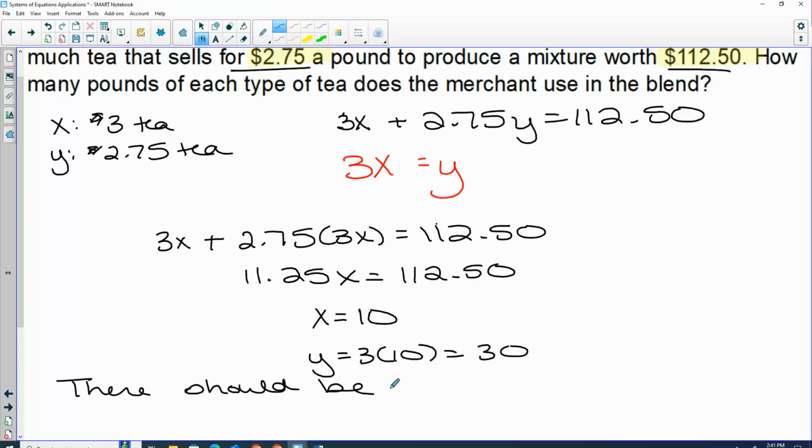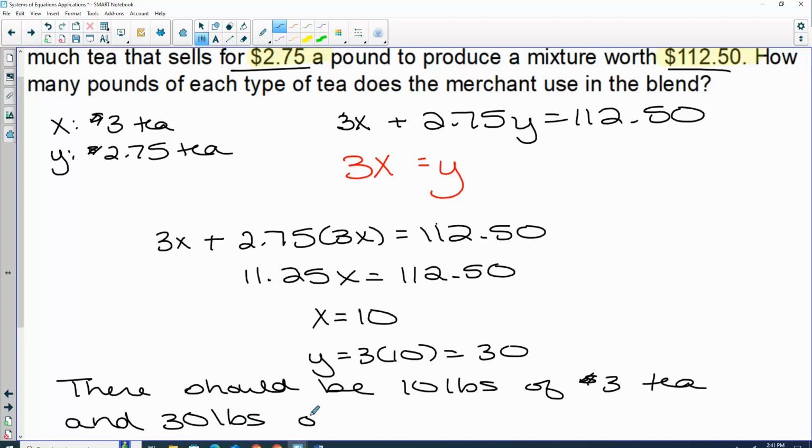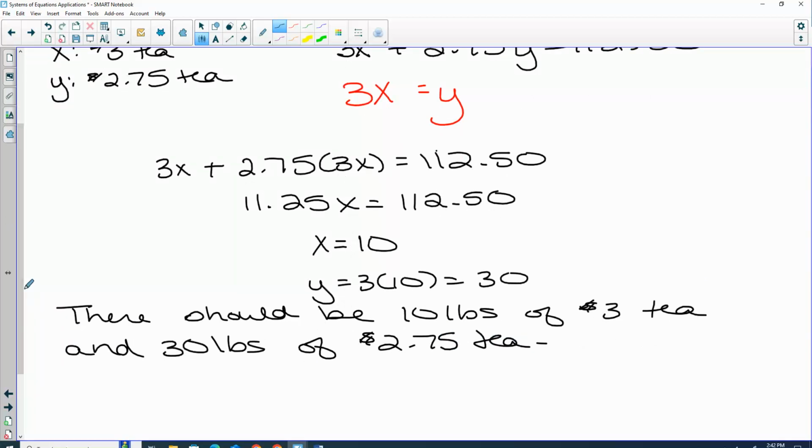So there should be 10 pounds of the $3 tea and 30 pounds of the $2.75 tea. Any questions?